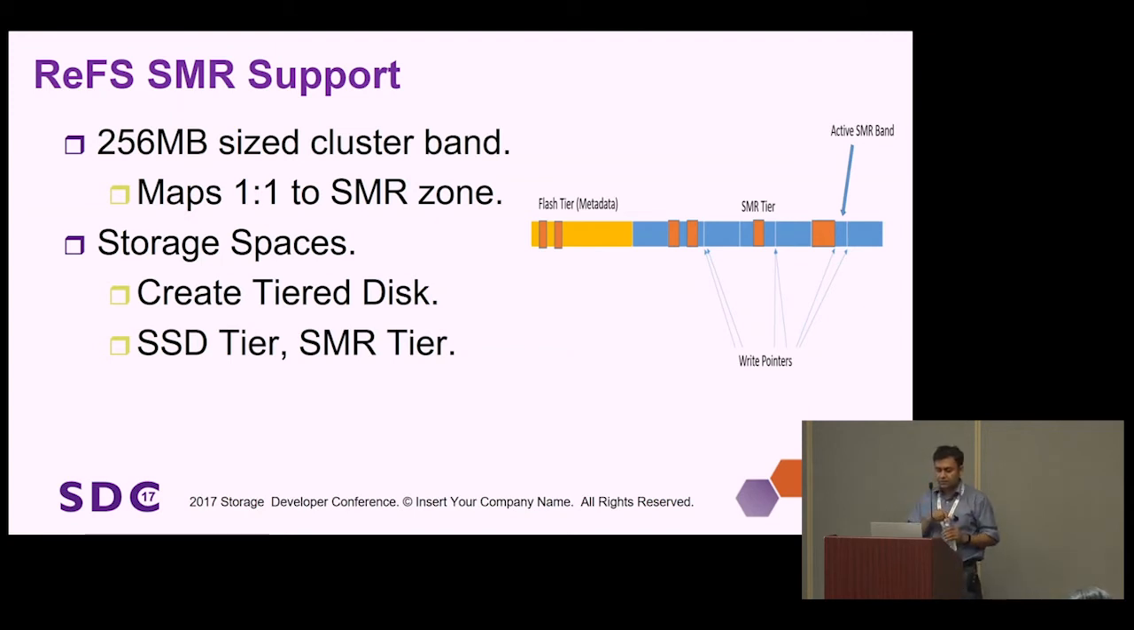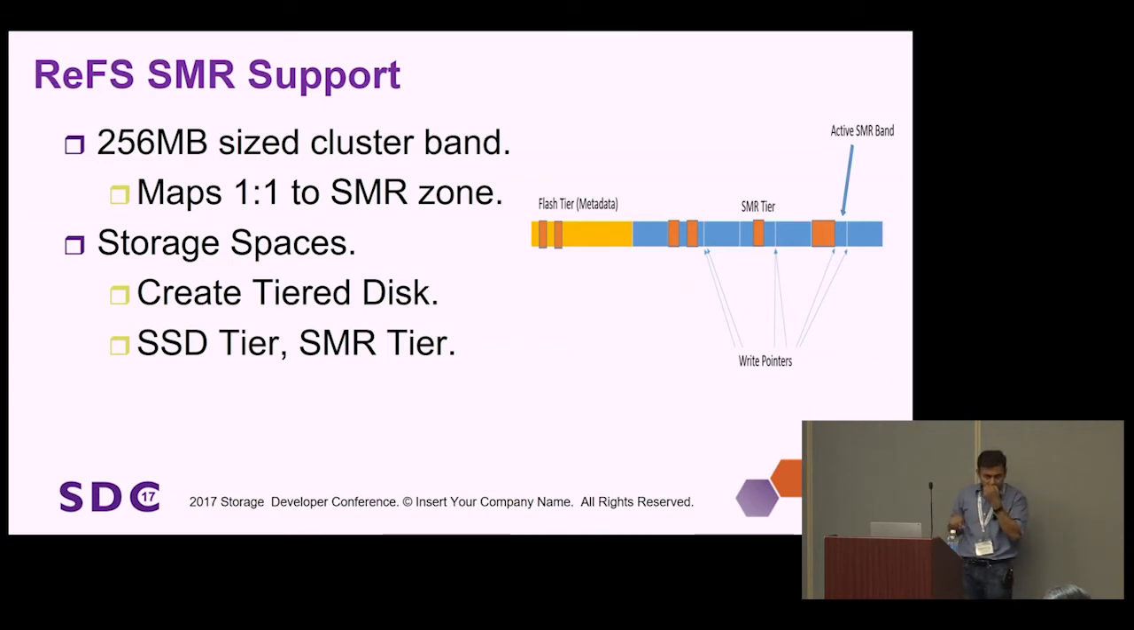So what we do is we use the Spaces layer to create a tiered volume, with a small amount of SSD tier and the rest, the whole spindle, as the SMR tier. And remember I talked about policy-driven allocation. One of the things that we do in this mode is we have a policy engine in the allocator logic which says if I've got any metadata allocation, it should strictly be on the SSD tier. It should never ever bleed into the SMR tier. And for data allocations, it is the opposite. It should never bleed into the SSD tier. It should always be in the SMR tier.